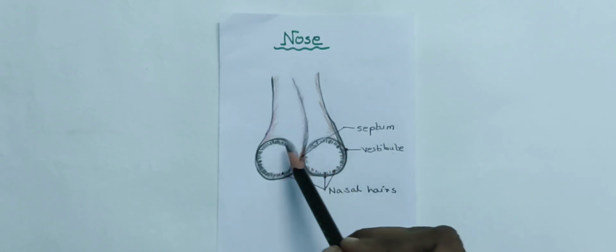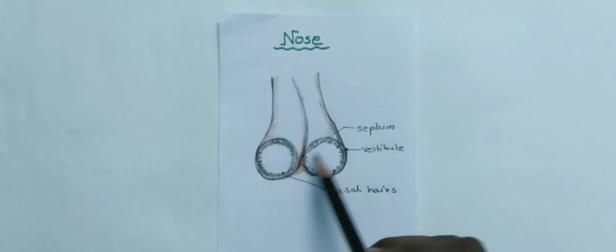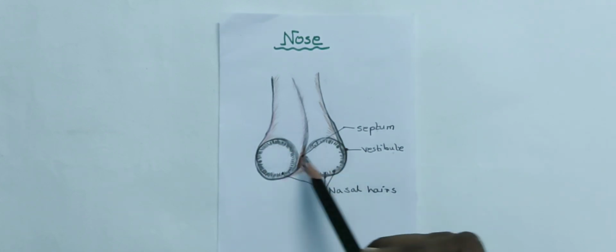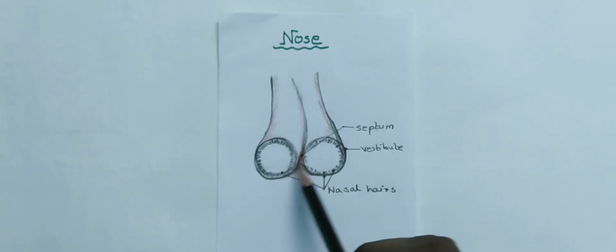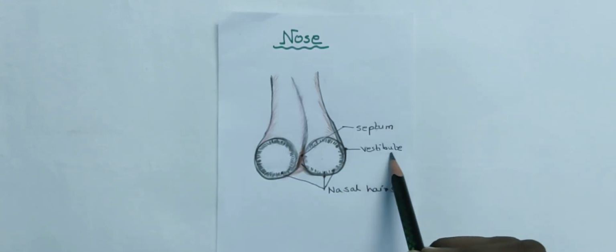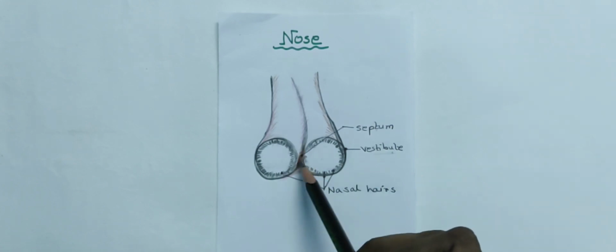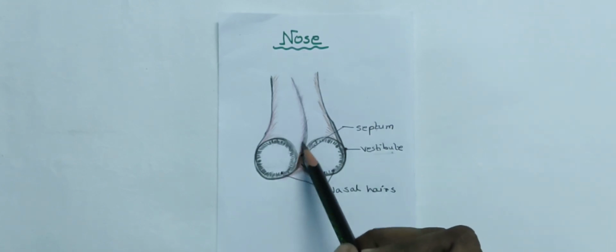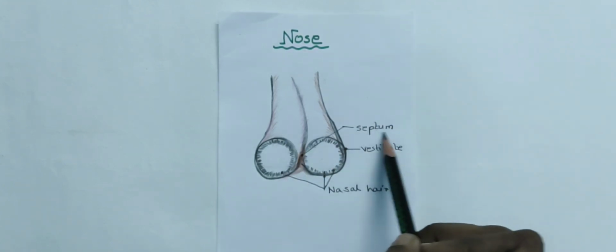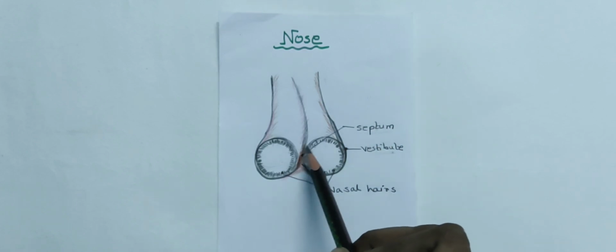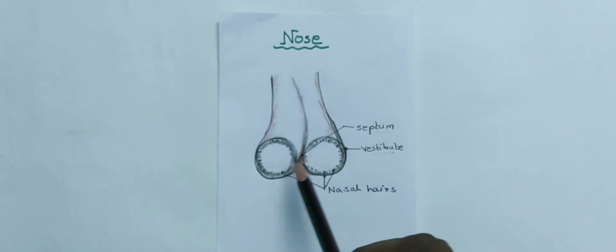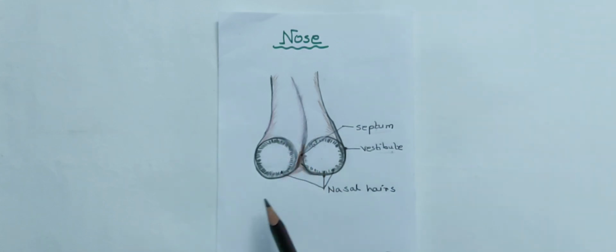The swollen part of the skin around the nostrils is called the vestibule, and there is a separate structure that separates the two nostrils, called the septum. That septum is actually a continuation from the inner side. Okay, so this is our nose.